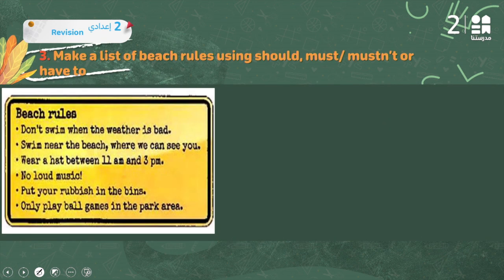Now, make a list of beach rules using should, must, mustn't, or have to. Let me first tell you the difference between must, mustn't, have to or don't have to, and should. They are a bit confusing in usage. Let me simplify it for you. The three are similar to each other, but they have different degrees, with slight differences between them.